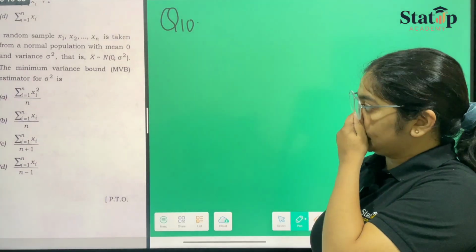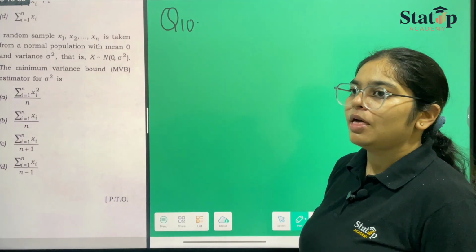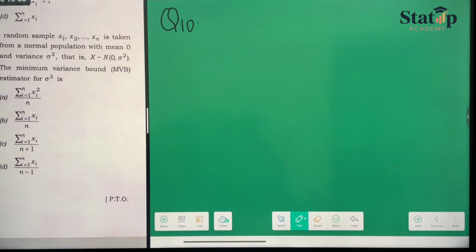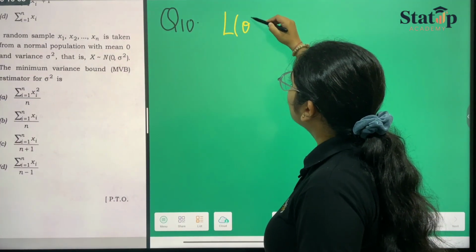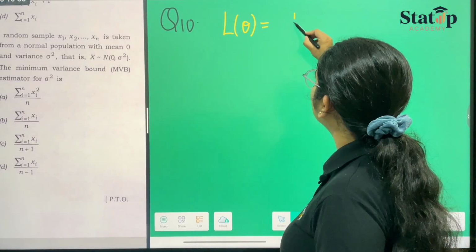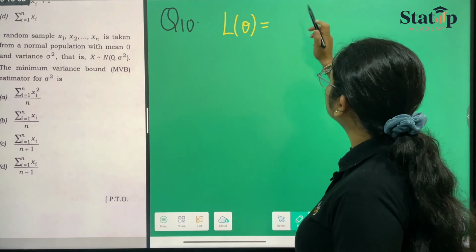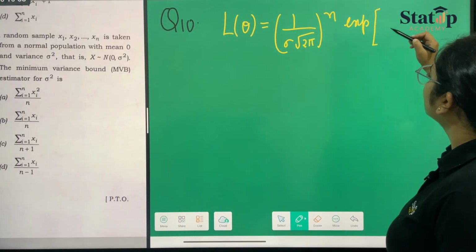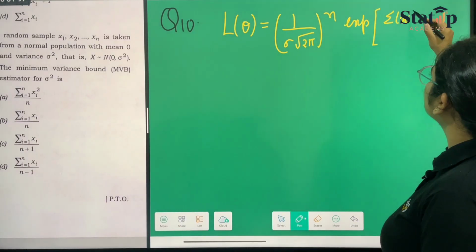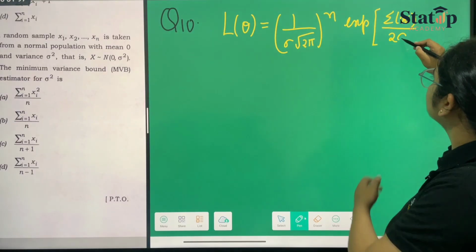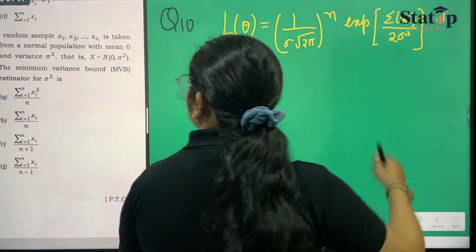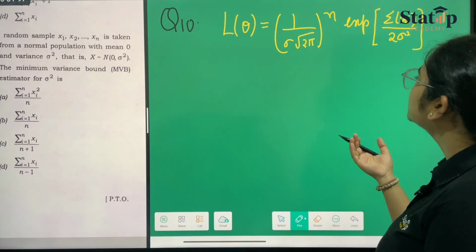The minimum variance bound estimator for sigma square, they have asked. For calculating the minimum variance bound estimator, we have to pre-know the Fisher information and everything about that. So first of all, we have to calculate L theta. If we calculate L theta, which is the standard normal distribution, 1 upon sigma root 2 pi raised to the power n, exponential of minus summation xi minus mu, whole square, upon 2 sigma square.